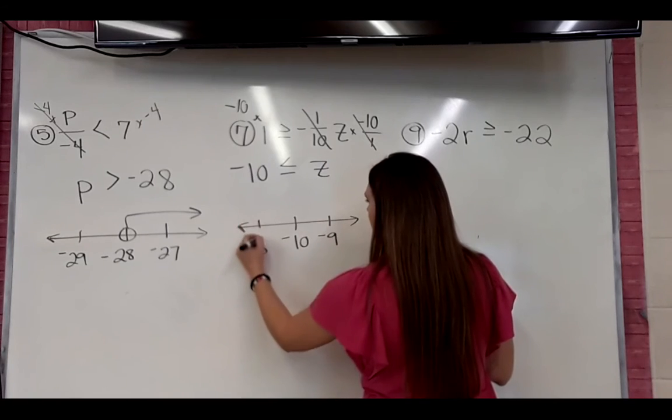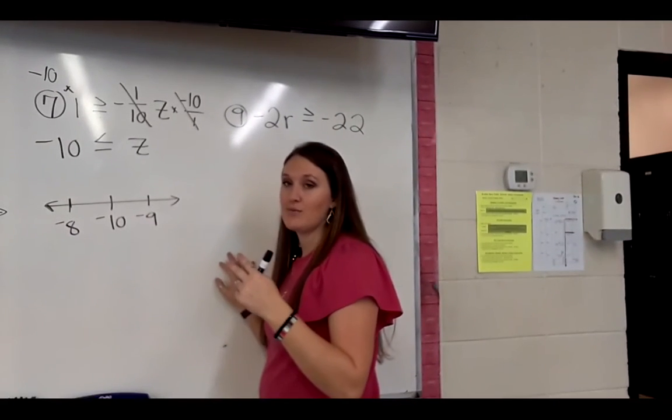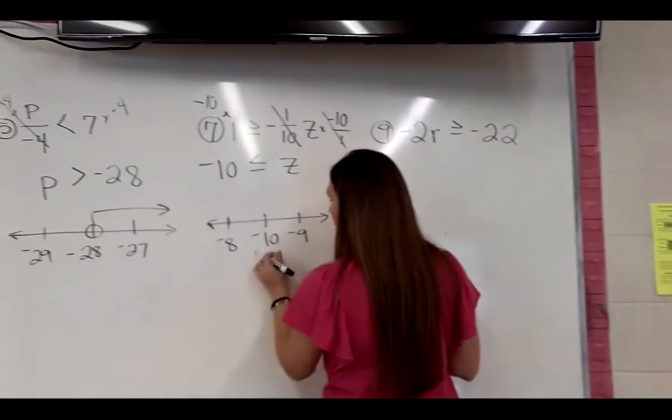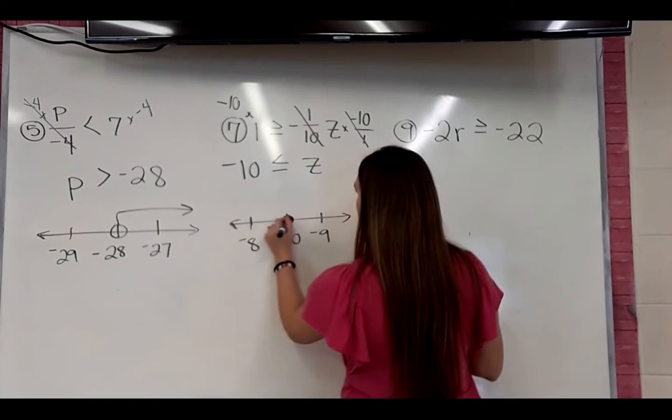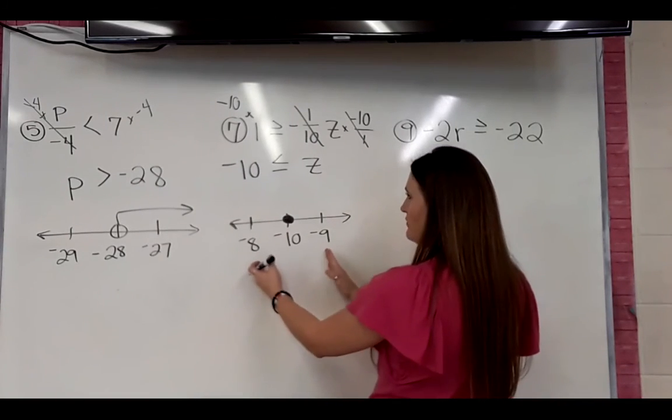The reason they flip is the only way it can make sense when you plug numbers back in is if that sign were to change with negatives. So we have to flip it. So it is a closed circle. Negative 10 is less than or equal to z. How do you check? Plug numbers in.